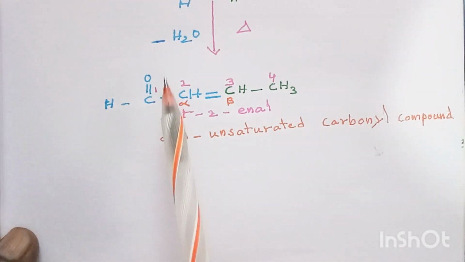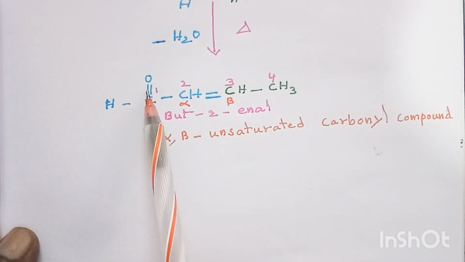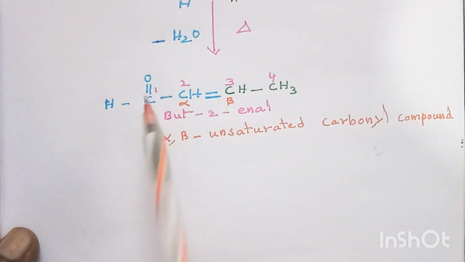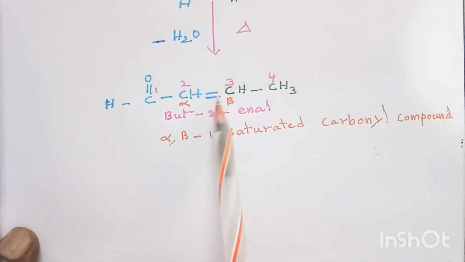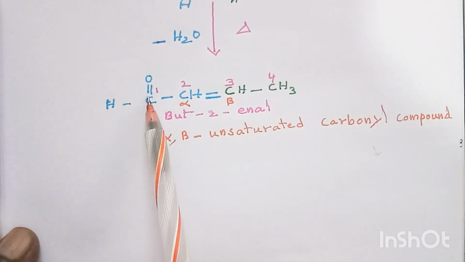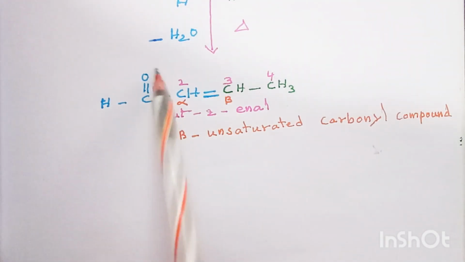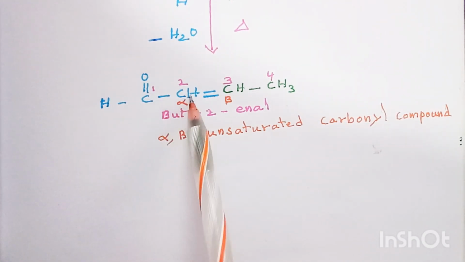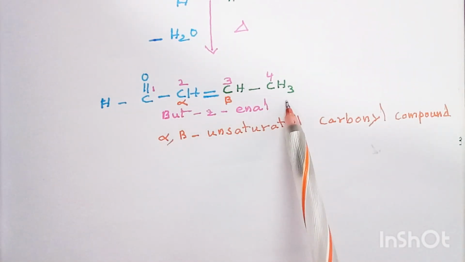but-2-enal. We count 1 from this side because the functional group is present on this side. So 1 2 3 4. On the second carbon is the double bond, so it is 2-ene, and it is -al because there is an aldehyde functional group here, CHO. So this is but-2-enal. This is the aldol condensation product.